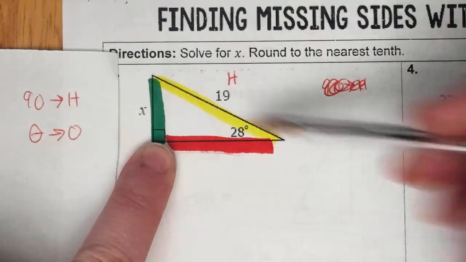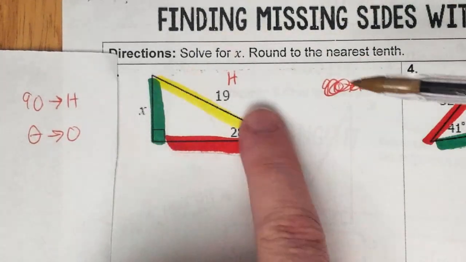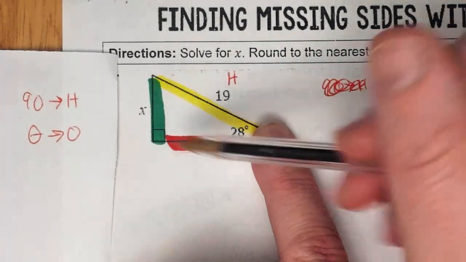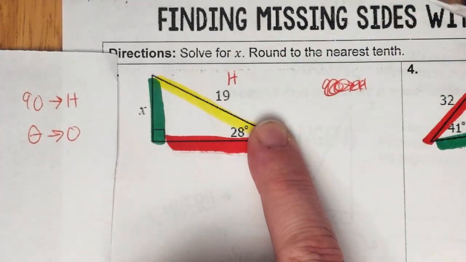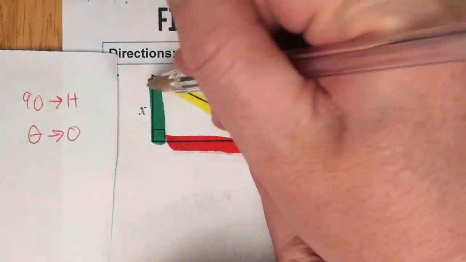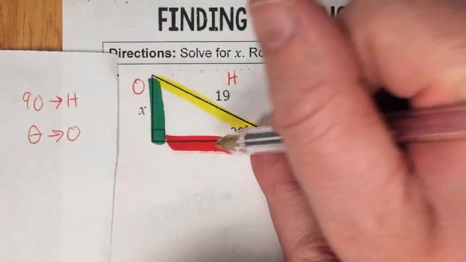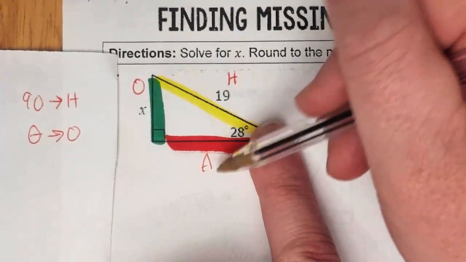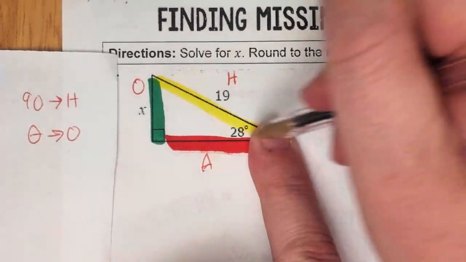The one side we're not touching is H. Now put your finger on the theta. The one side you're not touching would be O. Is that red or green? Which side are you not touching? Green. So that would be the O. And the side that you are touching is A.